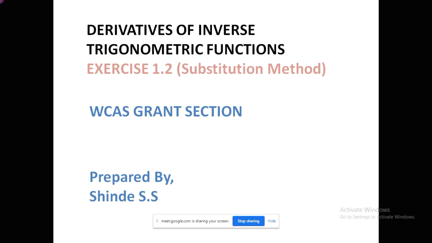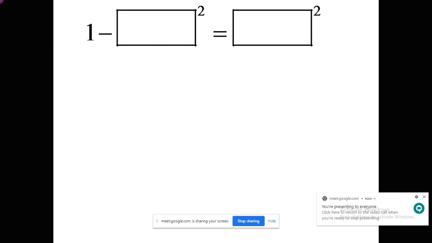Last time we have seen the derivatives of inverse trigonometric functions, but using properties of inverse trigonometric functions we have done a few sums from exercise 1.2. Now here in this session we have to see what is called the substitution method in detail. See, this is the format.